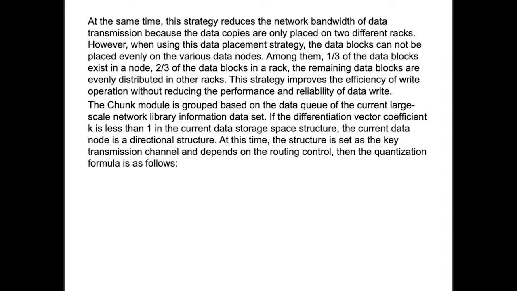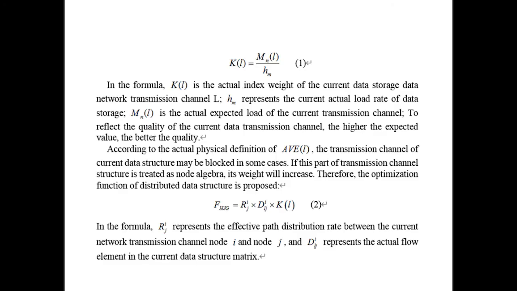The chunk module is grouped based on the data queue of the current network information data set. In the formula, k(L) is the actual index value of the current data storage network transmission channel L. HM represents the current actual load rate of data storage. MNL is the actual expected load of the current transmission channel. To reflect the quality of the current data transmission channel, the higher the expected value, the better the quality.